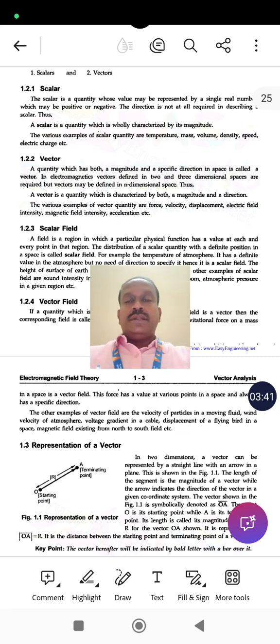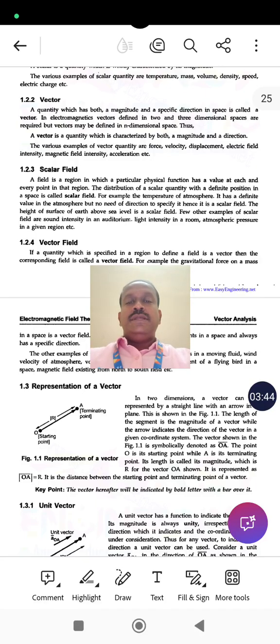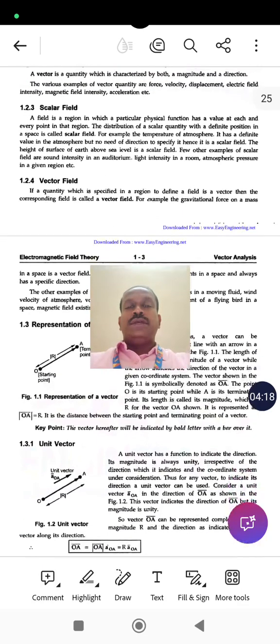So next is the scalar field. A field is a region in which a particular physical function has a value at each and every point in that region. The distribution of a scalar quantity with a definite position is called a scalar field. For example, the temperature of the atmosphere has a definite value in the atmosphere but no direction needs to be specified, hence it is called a scalar field. The height of the surface of the earth above sea level is a scalar field. Other examples are sound intensity in an auditorium, light intensity in a room, atmospheric pressure in a given region, etc.